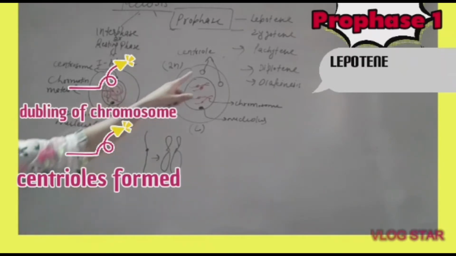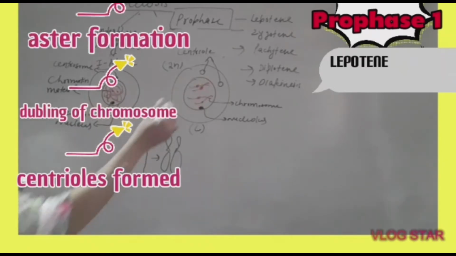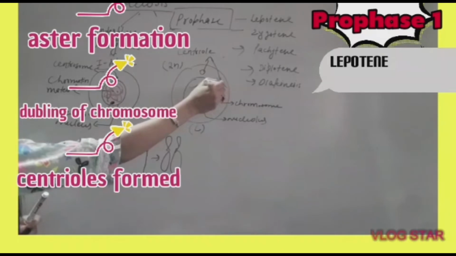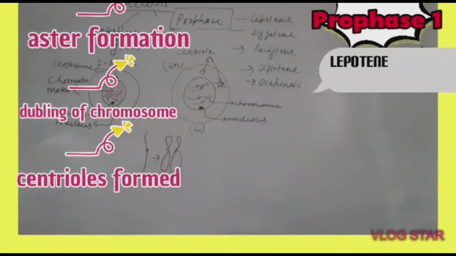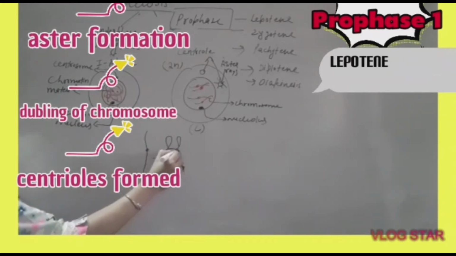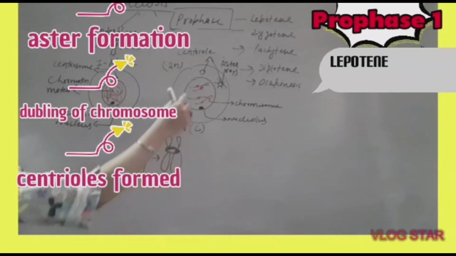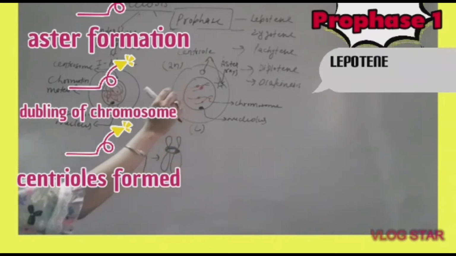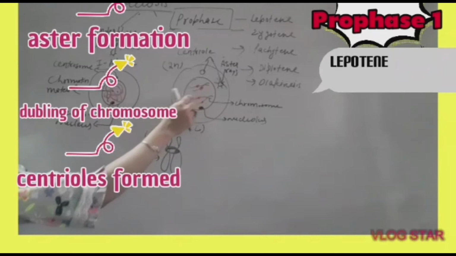And also centrioles start giving rise to these rays. These rays are known as aster rays. You might be thinking, what are these dots which I have shown over the chromosomes? This is not a centromere. Centromere is originally a structure which unites two chromatids. But these are chromosomes 4. These are not chromatids. Still I have shown a dot.